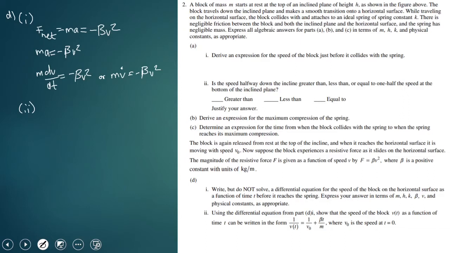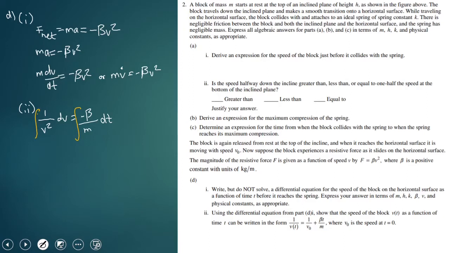And so what we get is rearranging. Keep in mind when we're solving these differential equations, we want to separate our variables and then integrate both sides. So on one side, I'm going to bring over the 1 over v squared. So I'm going to get 1 over v squared dv is equal to negative beta over m dt. This is just a simple separation of variables. I'm going to now integrate both sides.